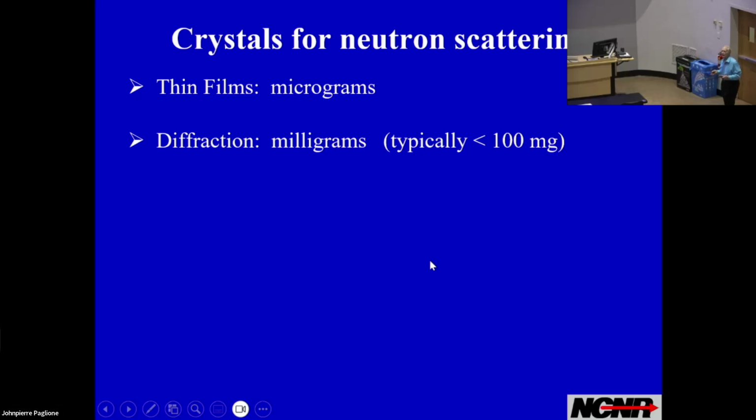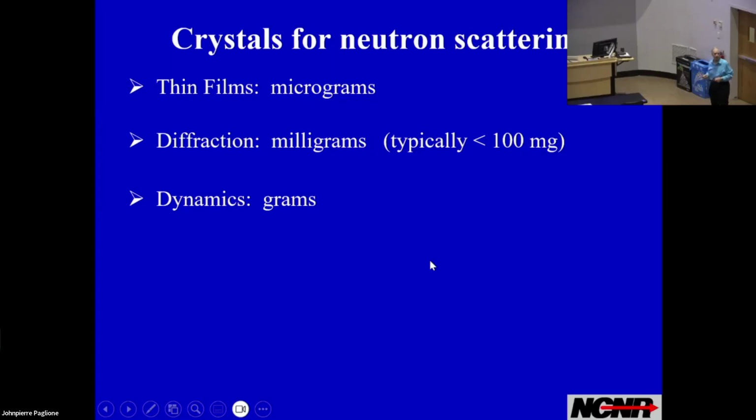Diffraction, typically you'd like single crystals in the milligram size. You don't want them actually too big. If you go over like 100 milligrams, typically you're starting to get extinction effects and things like that. It gets more difficult to interpret things. Powder, if you're doing powder diffraction, it's nice to have like a gram size sample.